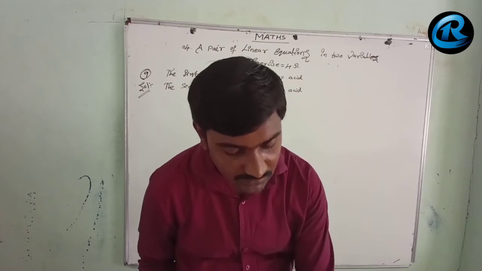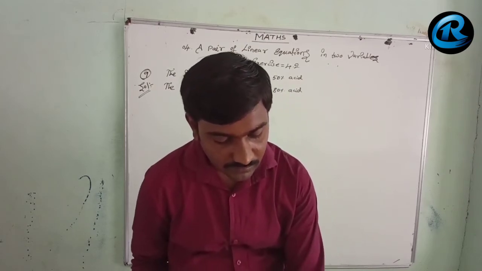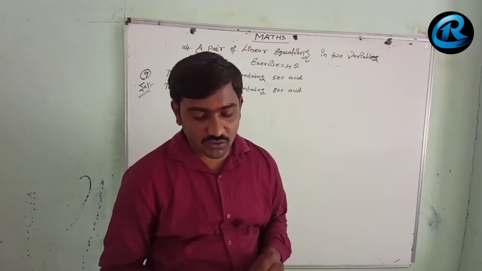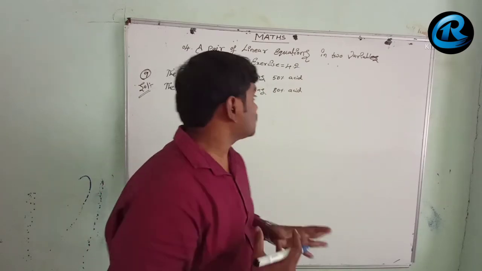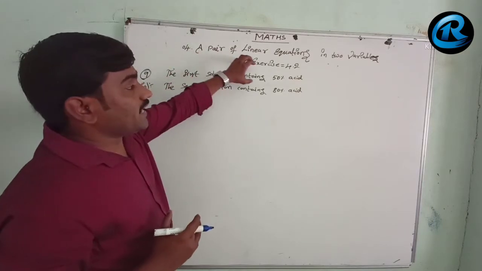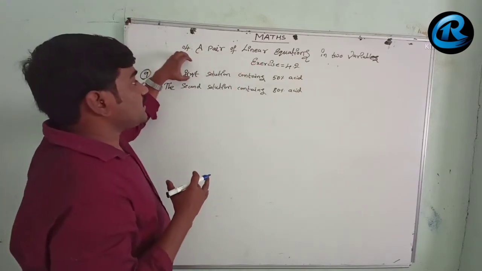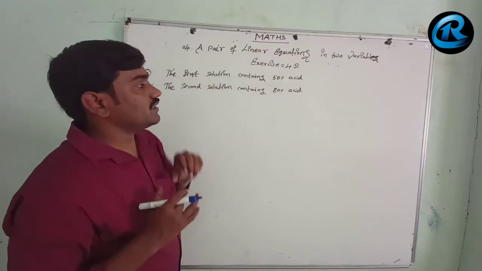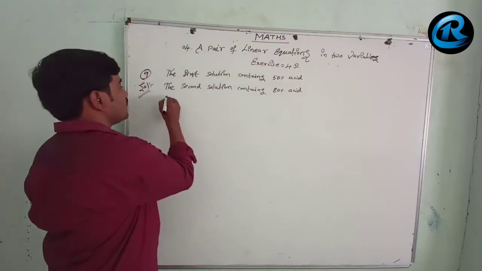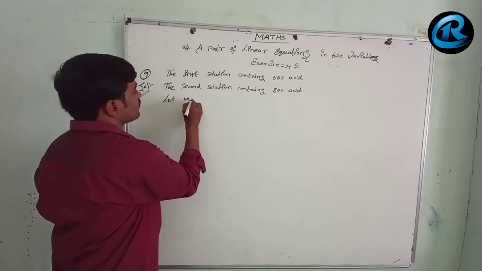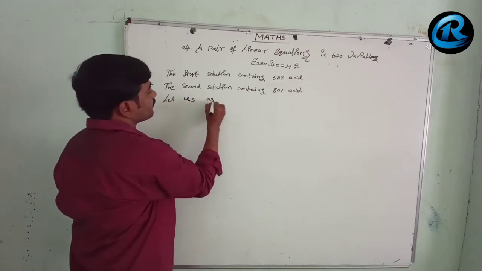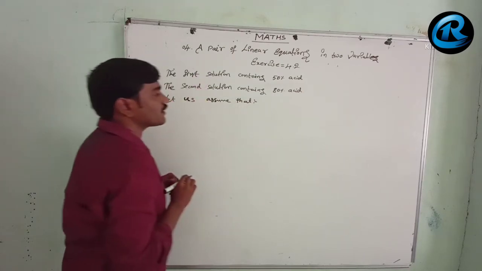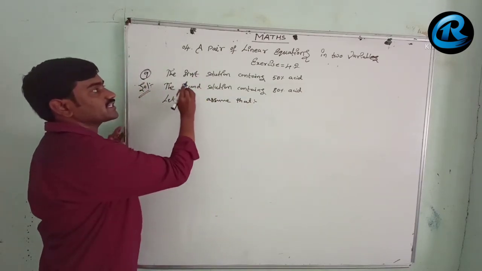Now let us assume x ml of the first solution and y ml of the second solution. So we'll add it. We need 100 ml. Let us add x ml of 50% acid and y ml of 80% acid. Let us assume that, okay, let's take x ml.